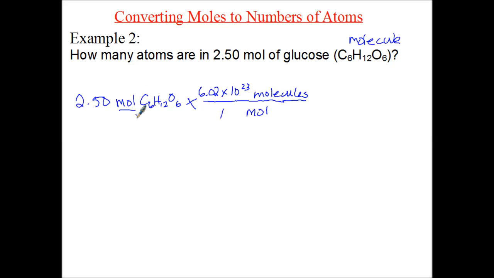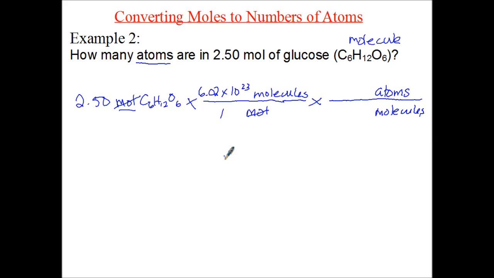Now if we cancel out our units, we're going to cancel out the moles. And what do we have left? We have molecules, and that's not what we're trying to find. If you read our problem, it tells us that we need to find atoms. So we're going to have to do a second conversion, in which molecules are going to be on the bottom and atoms are going to be on top.